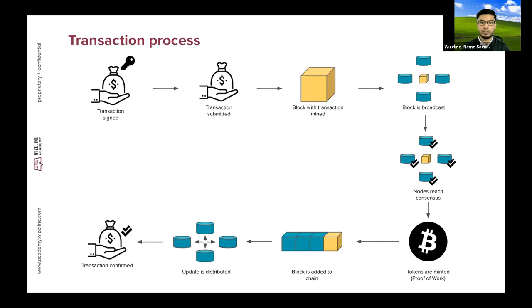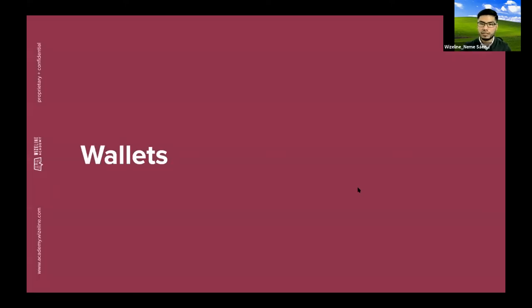This is the consensus process. Once those nodes reach consensus, we can be sure that this block is valid. Until then, we produce new coins, which are rewarded to the miners. And after that, this new block is added to the blockchain and distributed to the whole chain. And this is the last step for a transaction. Once that's done, we can say that this transaction is confirmed. Could you go to the next slide, please?